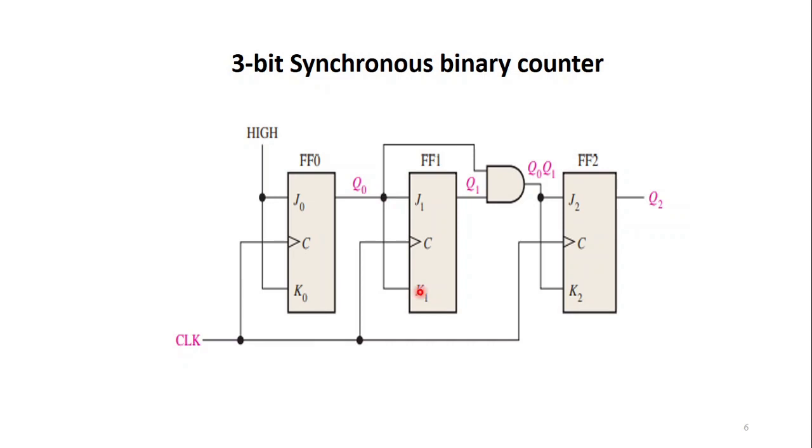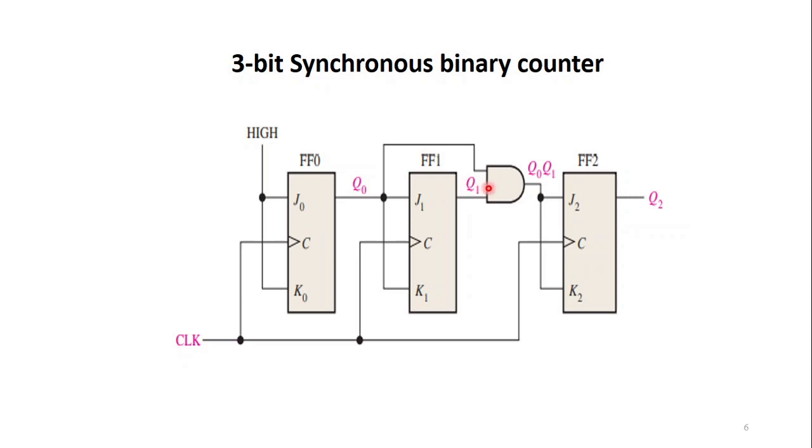To produce this operation, Q0 is connected to the J and K inputs of FF1. When Q0 is a 1 and a clock pulse occurs, flip-flop 1 is in the toggle mode and therefore changes state. When Q0 is 0, flip-flop 1 is in the no-change mode and remains in its present state.